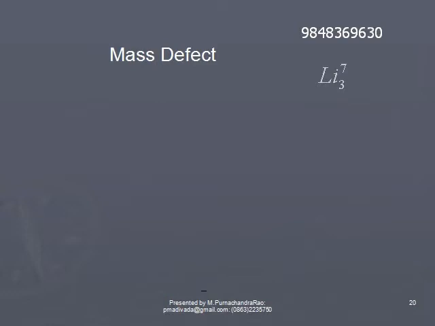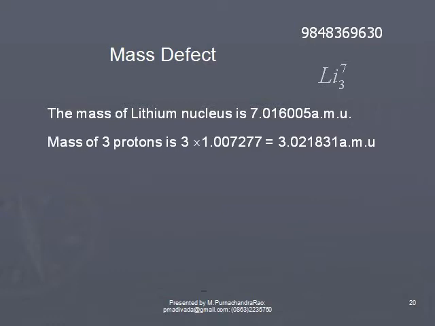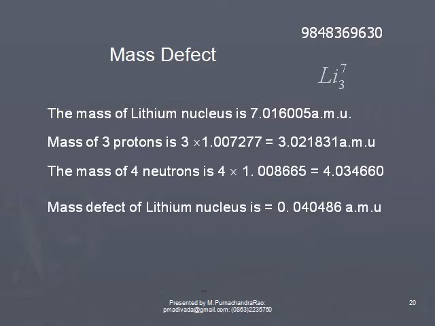Let us take an example. For example, let us take the lithium nucleus. The mass of the lithium nucleus is 7.016005 atomic mass units. There are 3 protons. So mass of 3 protons is 3 into 1.007277. That is equal to 3.021831 atomic mass units. There are 4 neutrons inside the nucleus.